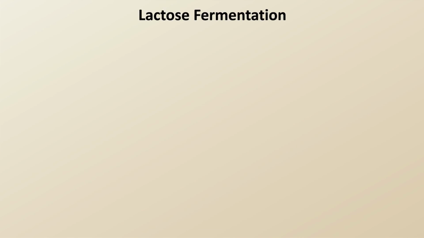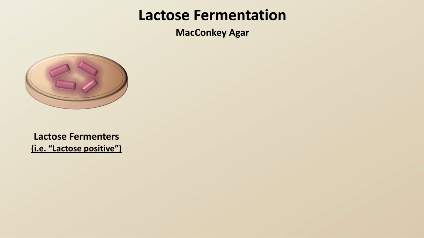Here's what is seen when bacteria are grown on MacConkey agar plates. Lactose fermenters, also known as lactose-positive bacteria, are dyed red and are surrounded by a red halo in the agar. The major lactose-positive organisms are E. coli, Klebsiella, and Enterobacter.